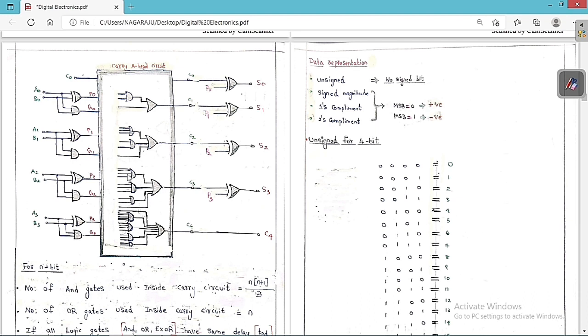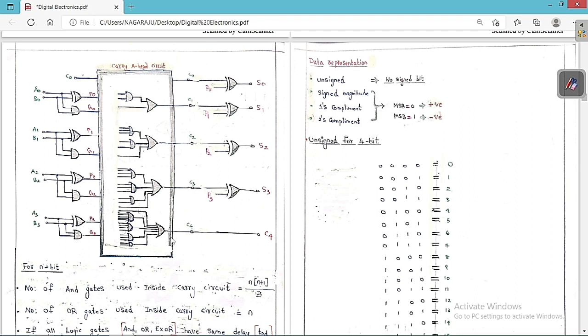Similarly C3, I already told you how to do the inputs like this, which is P2 P1 P0 C0. Here we are going to give P2 P1 G0. Here we are going to give P2 G1, and here we are going to give G2. Like this we will solve all these things and get the net resultant of C3.